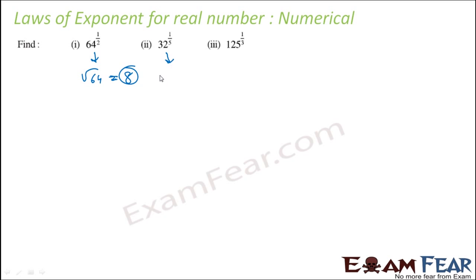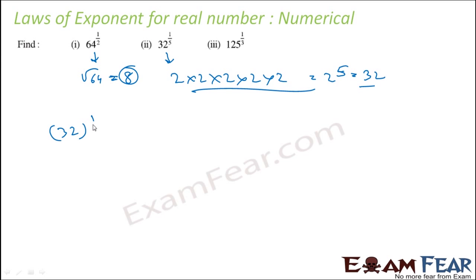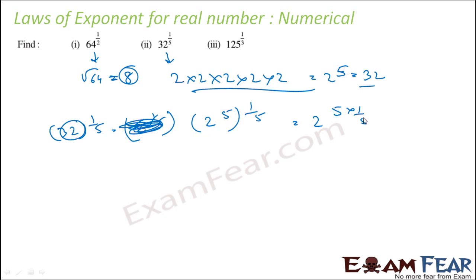This one, 32^(1/5). So 32 I can write as 2 into 2, 4, 8, 16, 32. That is 2^5. That is 32, I know that. So 32^(1/5), instead of 32 I can write (2^5)^(1/5). And this is nothing but 2^(5 into 1/5). And this gets cancelled. That is 2^1. That is 2. That is the answer.